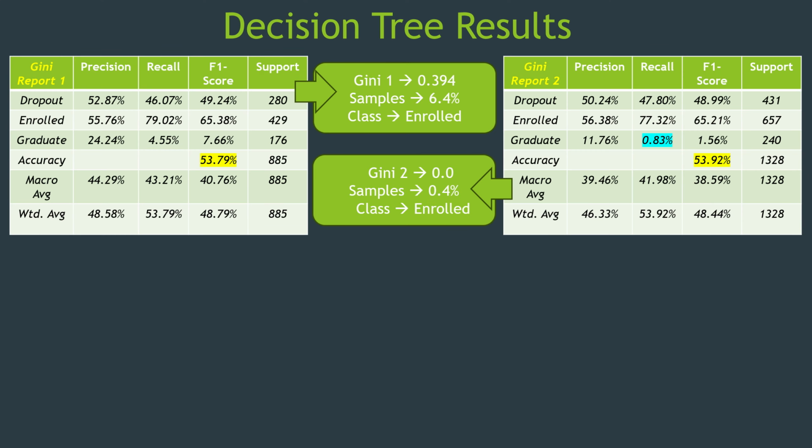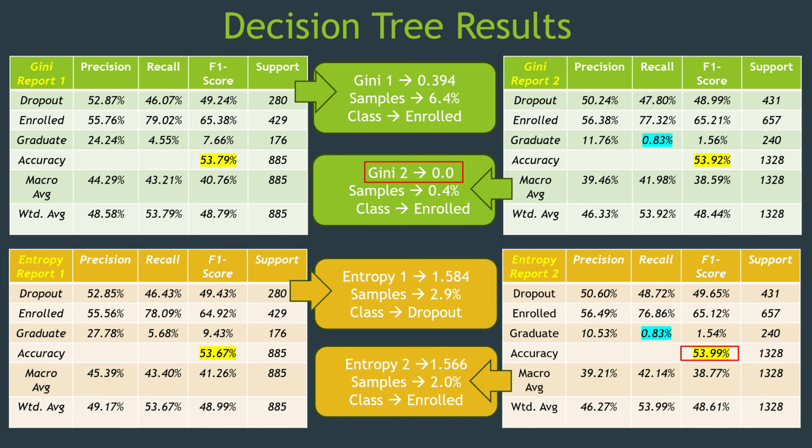Moving to our first model, our Gini index scores ranged from 0.394, which correctly classified 6.4% of the samples as enrolled, to a perfect 0, which captured 0.4% as enrolled. Entropy, however, the results were more mixed, so we had scores around 1.58, reflecting the challenges of classifying smaller classes like dropout and graduate. But overall, decision trees provided clear and interpretable results, but struggle with underrepresented classes, especially graduate.